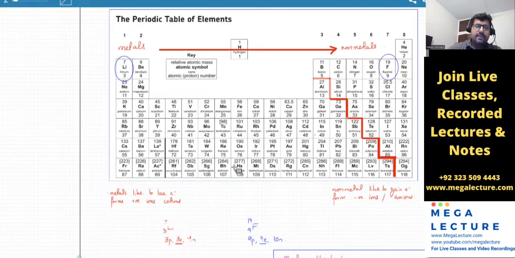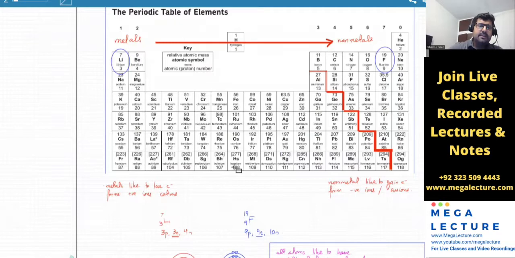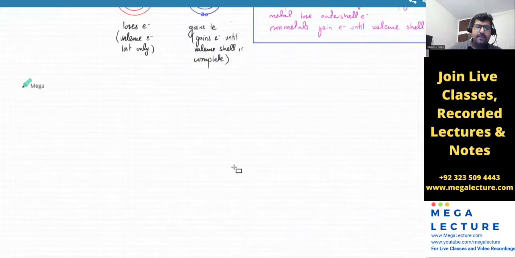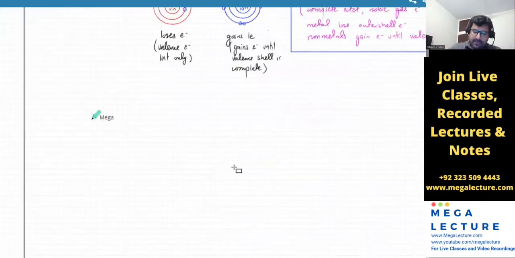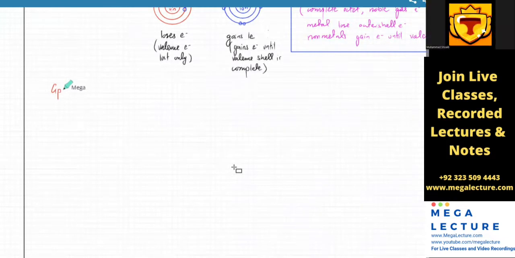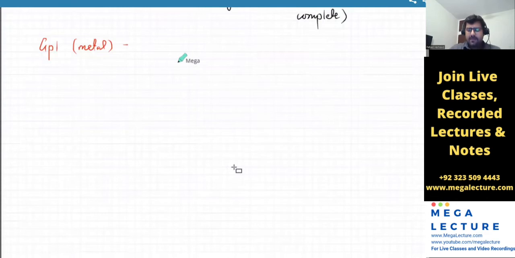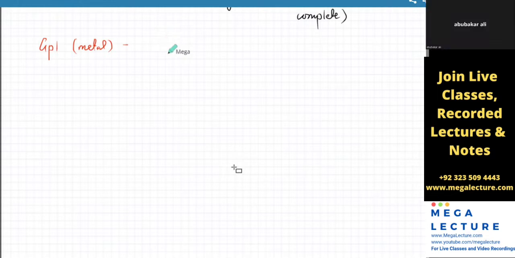So just tell me the charges. What will be the charge on the atom based on the group number? Like if I talk about this one, if I talk about group 1, metal or non-metal? Metal, sir. So that's metal. So how many electrons will it lose? How many valence electrons will it have? Group 1. Sir, 1. You can remember group number is the number of outer shell electrons.